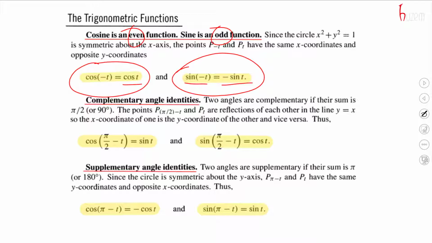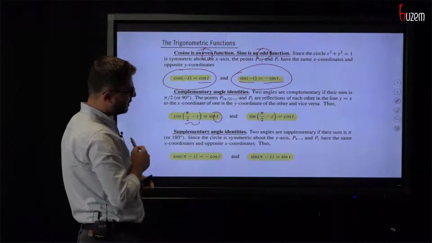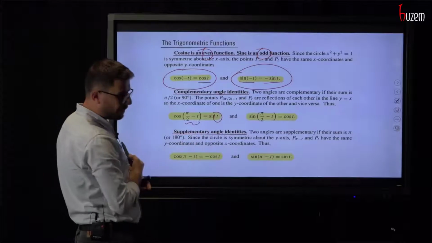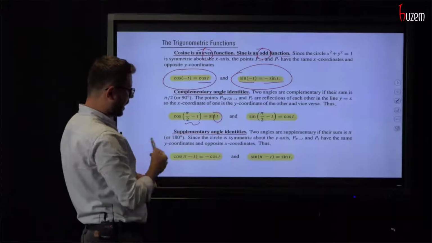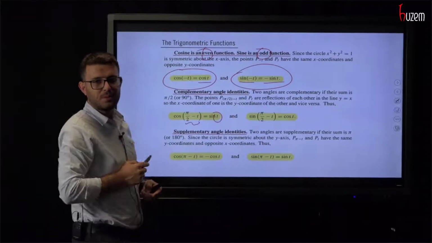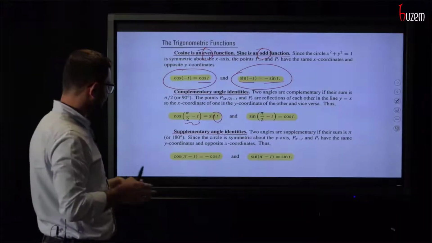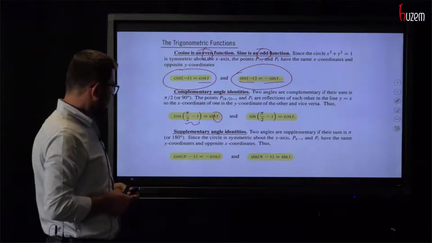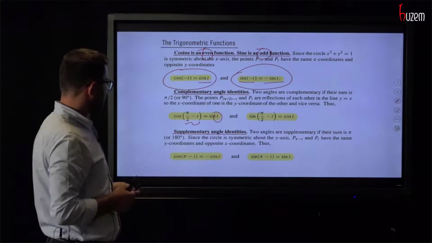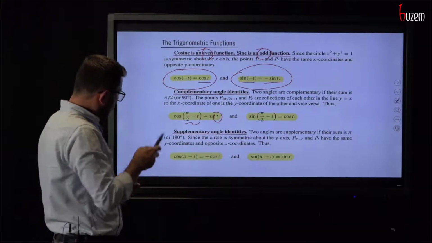So, for example, if we consider angle T, the complementary angle with that T is pi halves minus T, because when we add these two angles, we will end up with pi halves. That's why we say they're complementary angles. Okay, what's happening with these complementary angle identities?